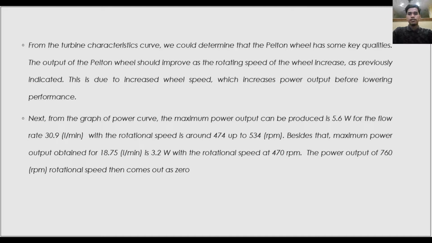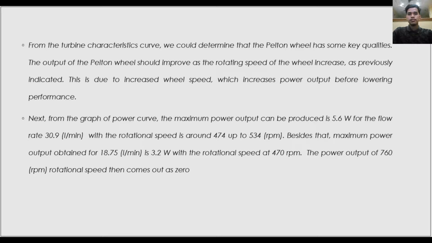From the turbine characteristic curve, we could determine the Pelton wheel has some key qualities. The output of the Pelton wheel should improve as the rotating speed of the wheel increases, as previously indicated. This is due to increased wheel speed, which increases power output before lowering performance.